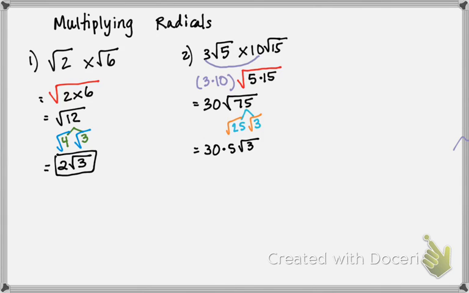Ooh, I didn't realize these both had a radical 3 in them. Look at that. So I'm still not done because I can do one more thing. Remember, math is do as much math as you can until there's nothing left to try. So now I have 30 times 5, which is 150, and then radical 3. And so that's how I get that answer.